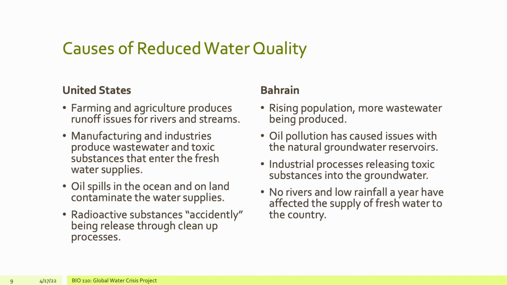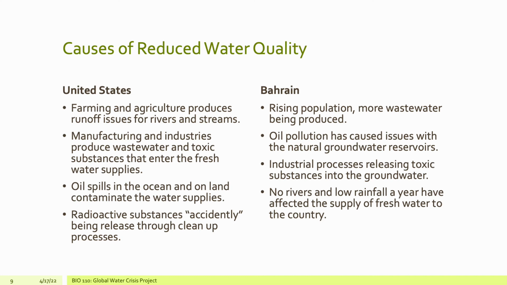When we're talking about splitting the U.S. and Bahrain, talking about the two countries individually, farming and agriculture in the U.S. produces runoff. Manufacturing and industries produce wastewater and toxic substances. Oil spills in the oceans and on land could contaminate, or does contaminate, water supplies. And then radioactive substances accidentally getting released through cleanup processes.